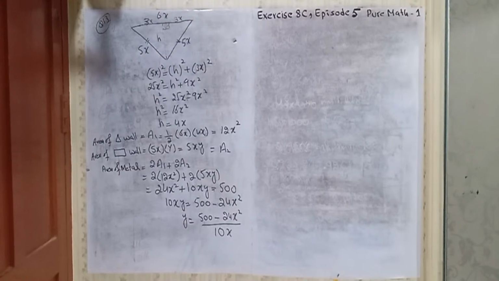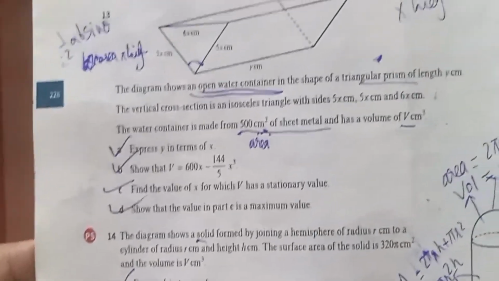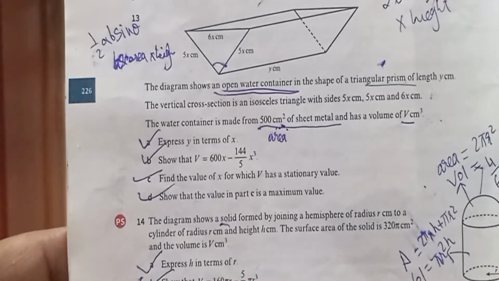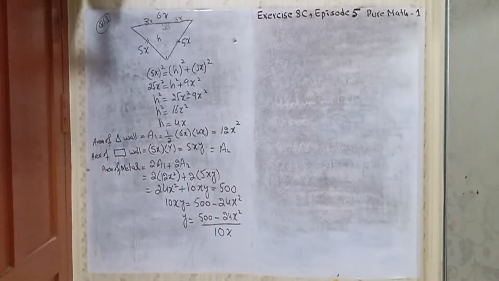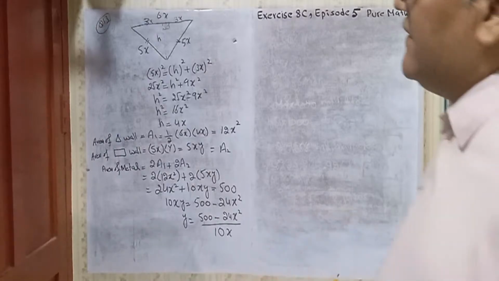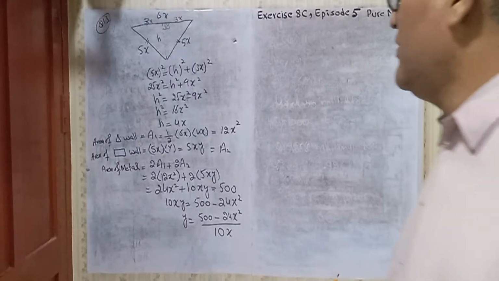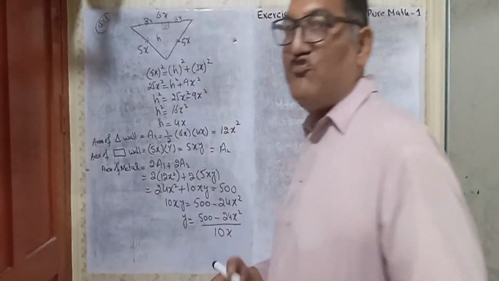Okay, so this is how you will represent the y in terms of x. Now, their question is show that the V is equal to this. If you want to find out the volume of this prism, the volume is the base area multiplied by the length of the prism. The length of the prism is y.